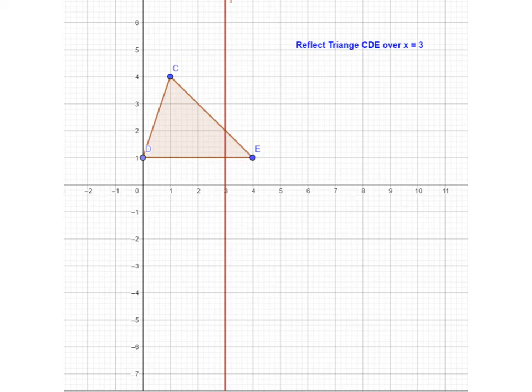All right, we're going to reflect this triangle here, CDE, over x equals 3. And x equals 3 is that red line there. When you have x equals a number, it will be a vertical line, okay? Because every point on that line has an x value of 3.